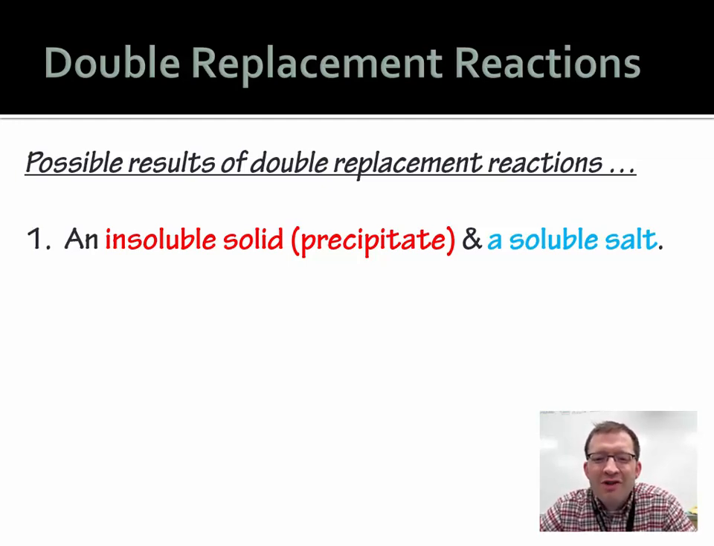So the most common result we predict is that a precipitate will form, but that doesn't always happen. That's one option. You'll have a precipitate and a soluble salt. Those are the spectator ions that don't actually show up visibly, but are there dissolved in the solution.